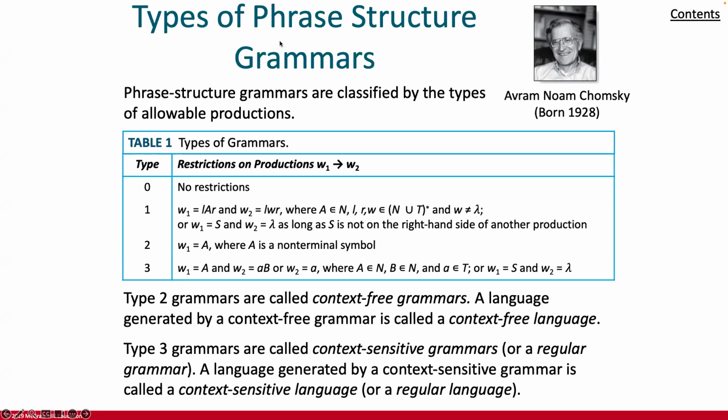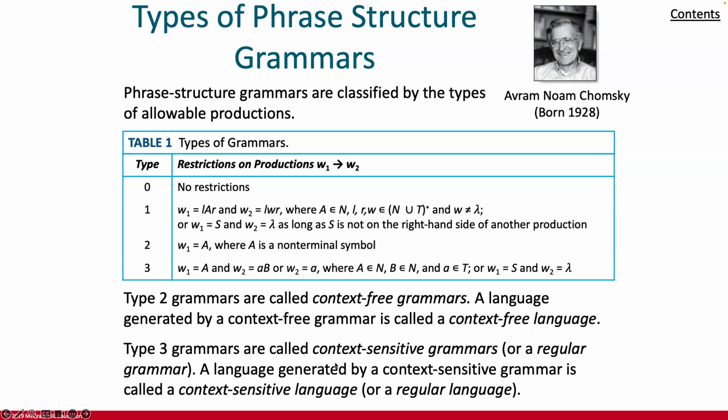So what about the types of phrase structure grammars? Here we have four different types, 0 through 3. Phrase structure grammars are classified by the types of allowable productions. So no restrictions, and then we get into more and more restrictions. Type 2 grammars are called context-free grammars. A language generated by a context-free grammar is called a context-free language.